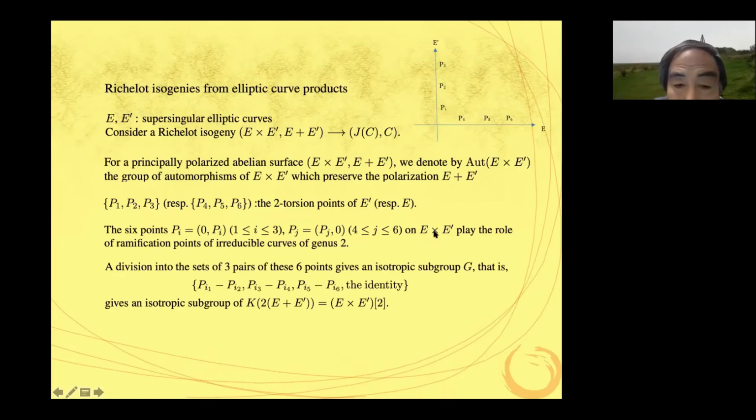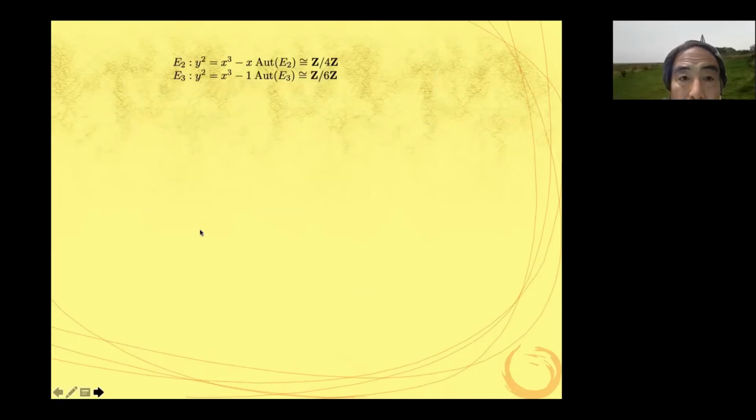And so, how do we make an isotropic subgroup G? Very similarly, we can see this one gives an isotropic subgroup of the 2-torsion points on this abelian surface. This is very parallel to the case of superspecial curves of genus 2, the irreducible curve case. And also, this one acts on the 2-torsion points here.